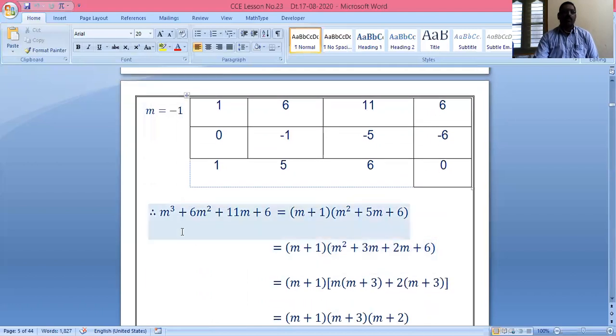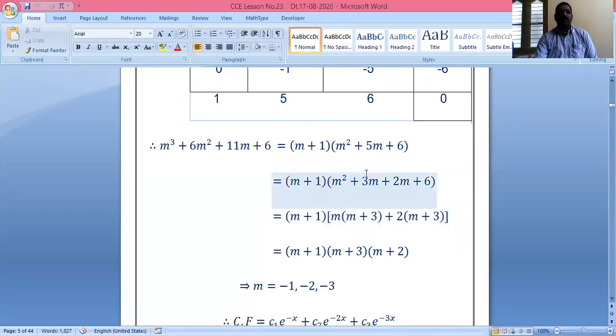Therefore, m cube plus 6m square plus 11m plus 6 is equal to m plus 1 into m square plus 5m plus 6. That is equal to m plus 1 into, here 6 into coefficient of m square is 1. 6 into 1 is 6. Therefore, it has two factors, 3 into 2. We can write 3 plus 2, we get the value 5. Therefore, m plus 1 into m square plus 3m plus 2m plus 6.